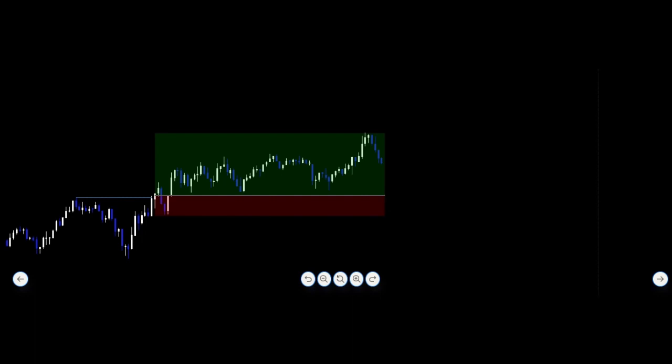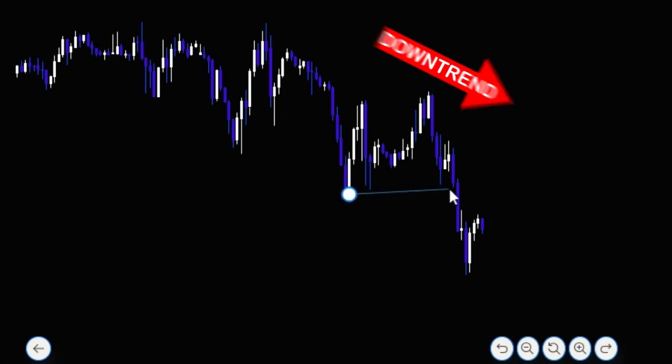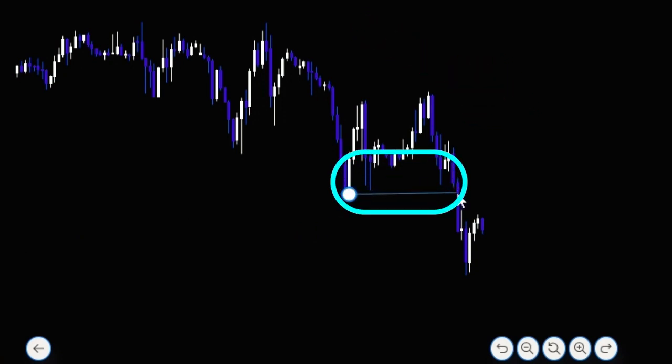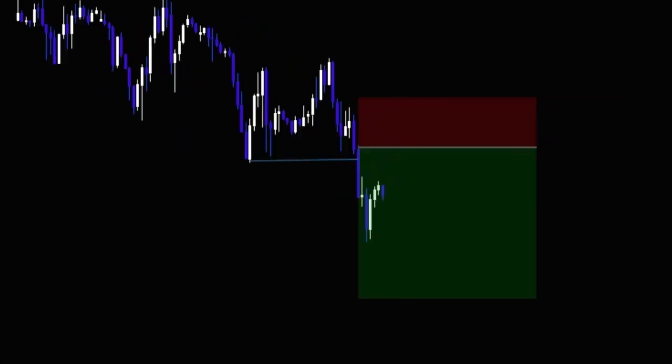Same happens in the bearish scenario. So, as you can see here, the market is in a downtrend. Here we can see that the market has broken its recent lower low to the downside, which is why we would initiate a short position here. And as you can see, we made a nice 3:1 risk to reward ratio.